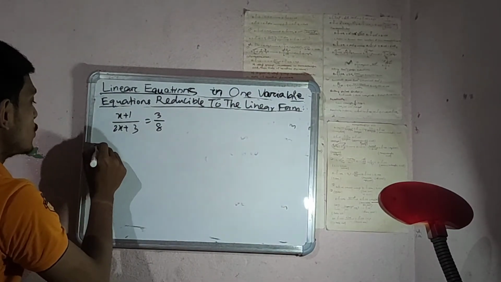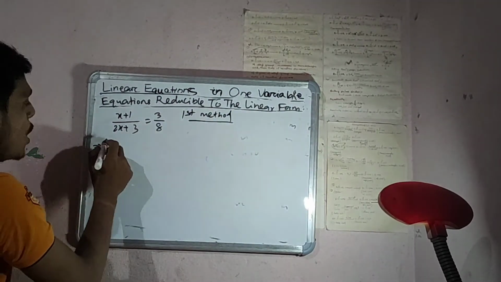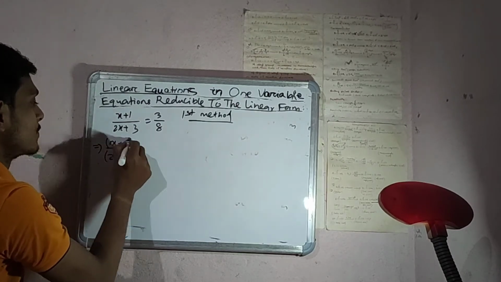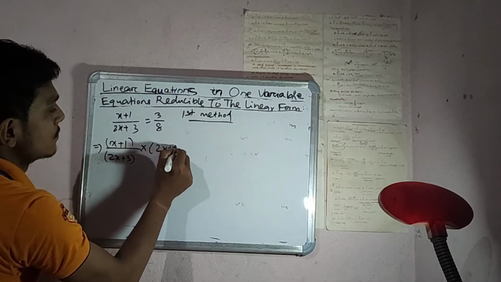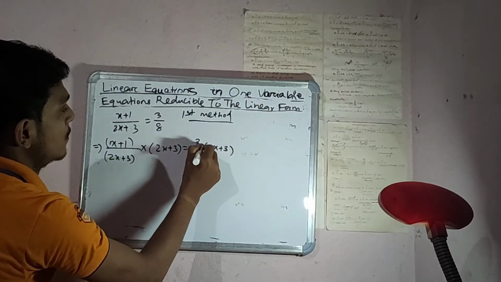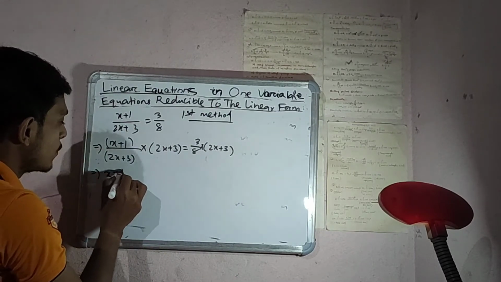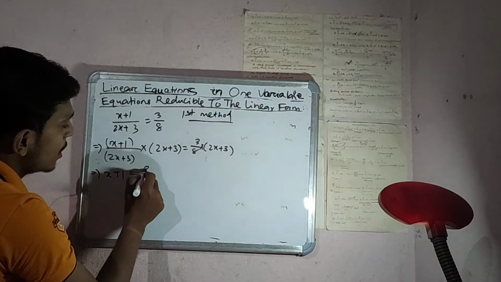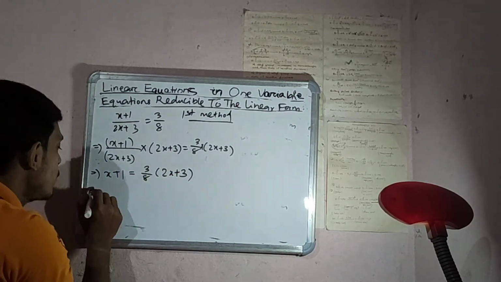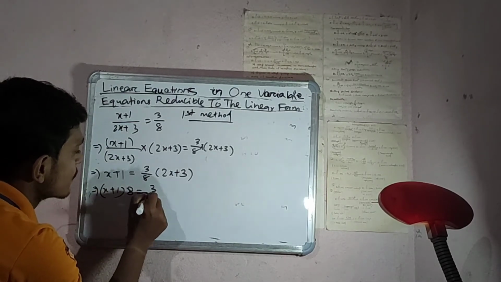Okay. So there are two methods. This is the first method: multiplying 2x plus 3 on both sides. Then 2x plus 3 can be cancelled. We have only x plus 1 is equal to 3 upon 8 multiplied with 2x plus 3. Then to remove 8, we can multiply 8 on both sides.